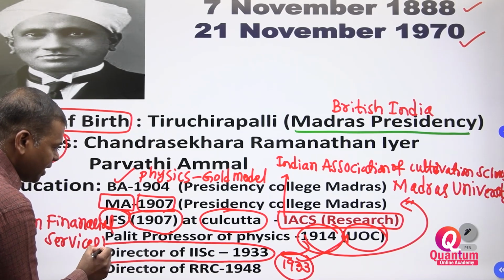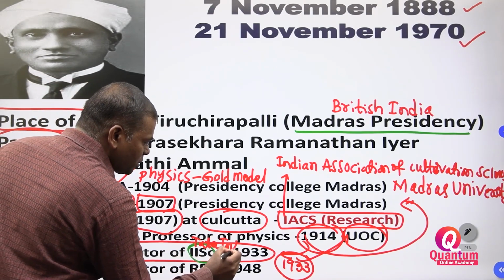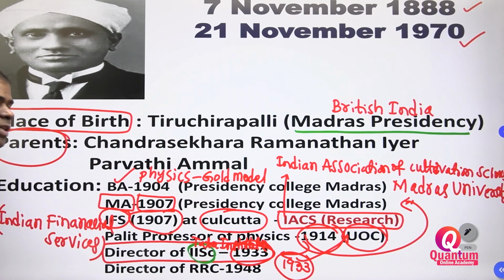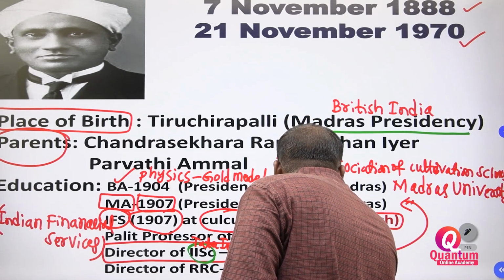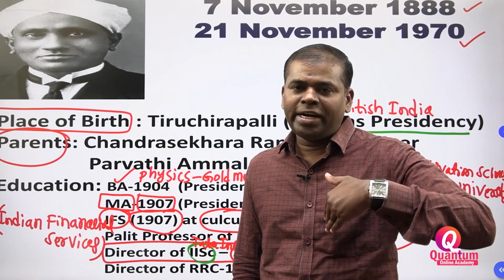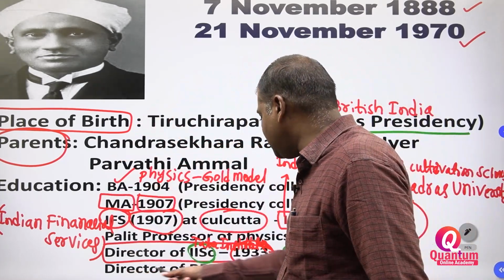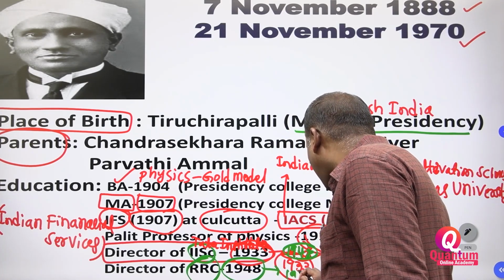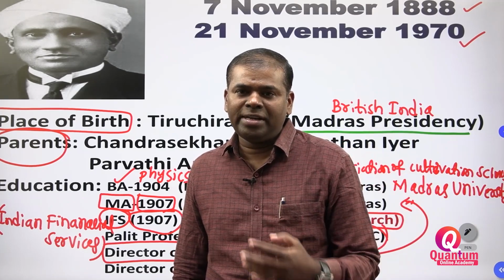Subsequently, in 1933, he went to the Indian Institute of Science, as its director, located in Bangalore, and stayed there up to 1948. Then, after his retirement, he independently started one organization, the Raman Research Institute. From 1948 to 1970, up to his last breath, he was the Director of the Raman Research Institute, located near the Institute of Science, Bangalore.